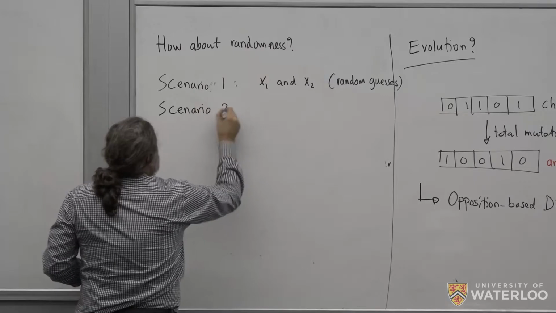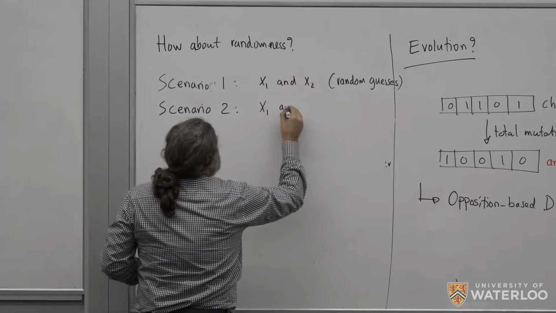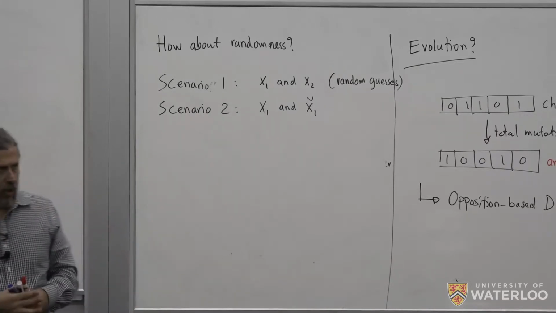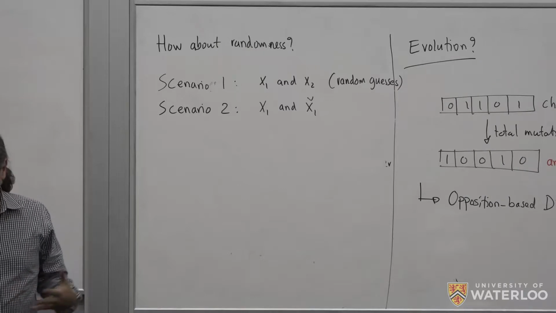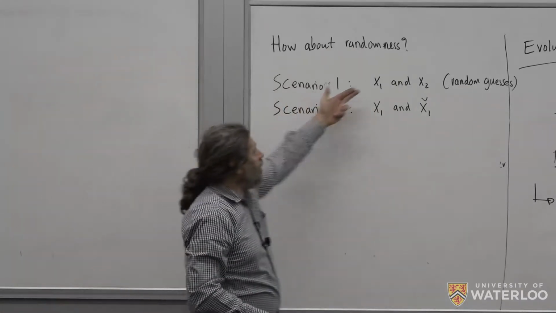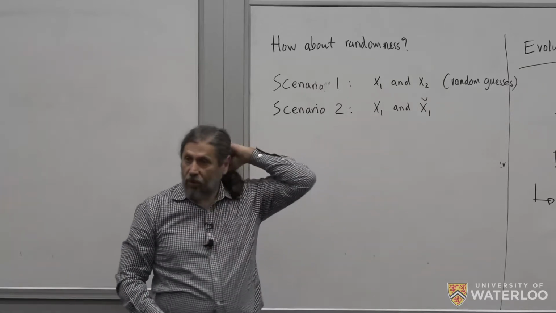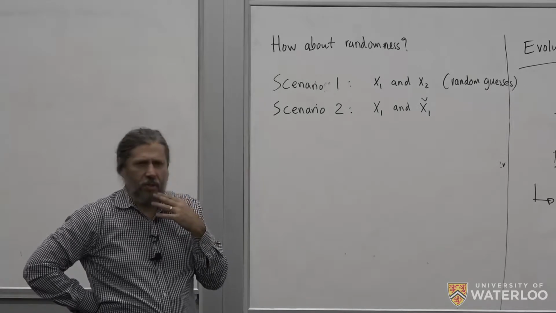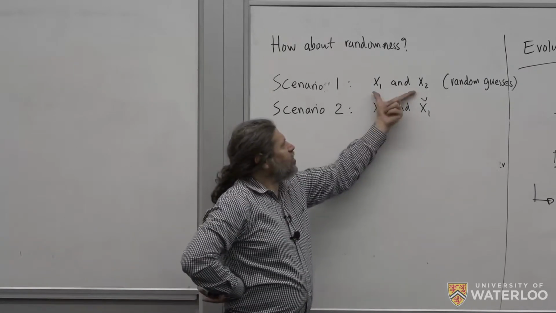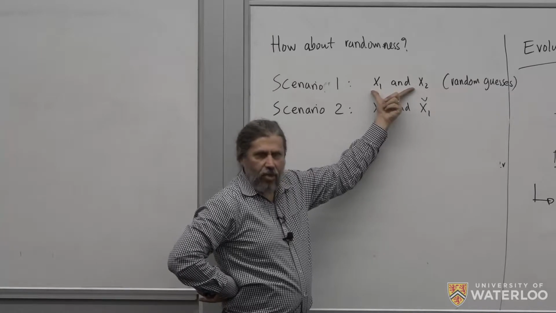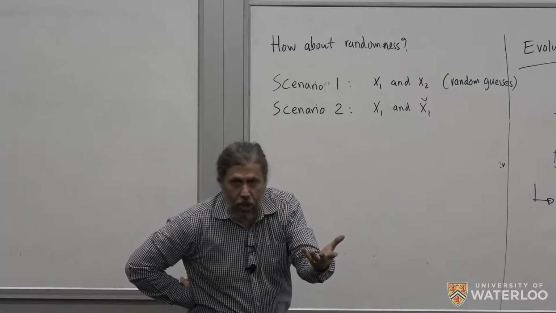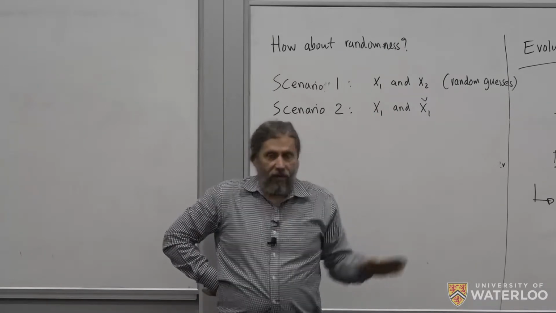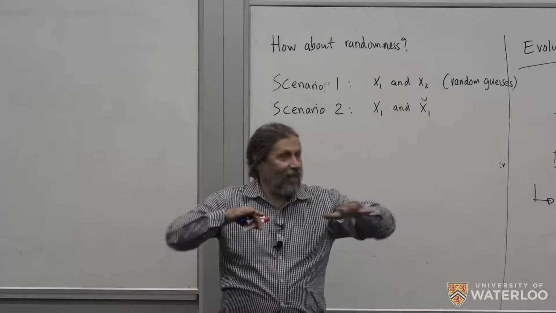Another scenario, number 2: x1 and opposite x1. Okay, now we have competition. So I run this 1 million times, and I run this 1 million times, and see who would win. Randomness or oppositeness? First of all, what is special about this? These are independent from each other. If your random number generator is good, x1 and x2 are independent, which is the whole power of randomness, because we can generate them independently.